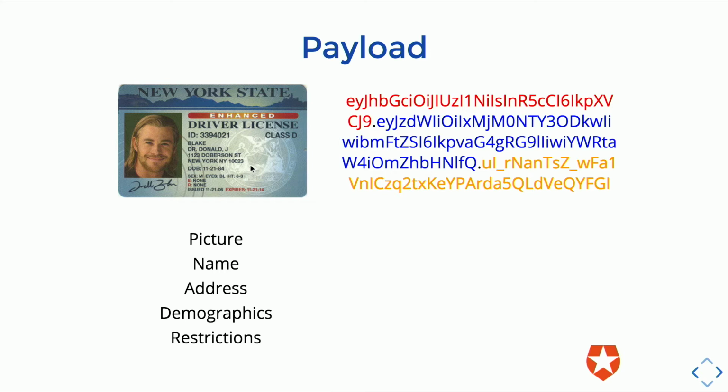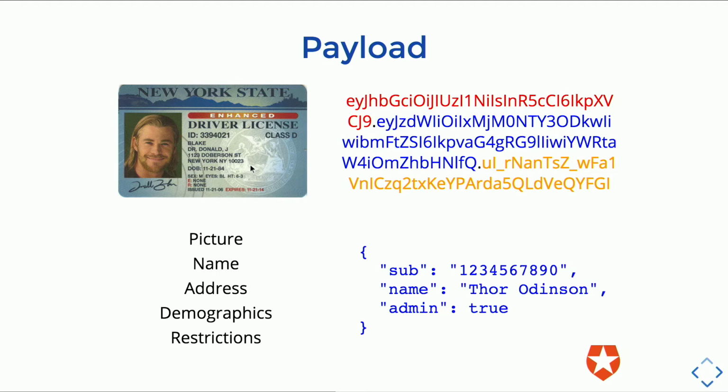When we look at a JSON Web Token, on the other hand, and again, we base64 decode the part in blue, we get a JSON object back that has a couple of different fields. So subject is the user ID, their name, Thor, and a Boolean property for whether they're an admin or not, and in this case they are.